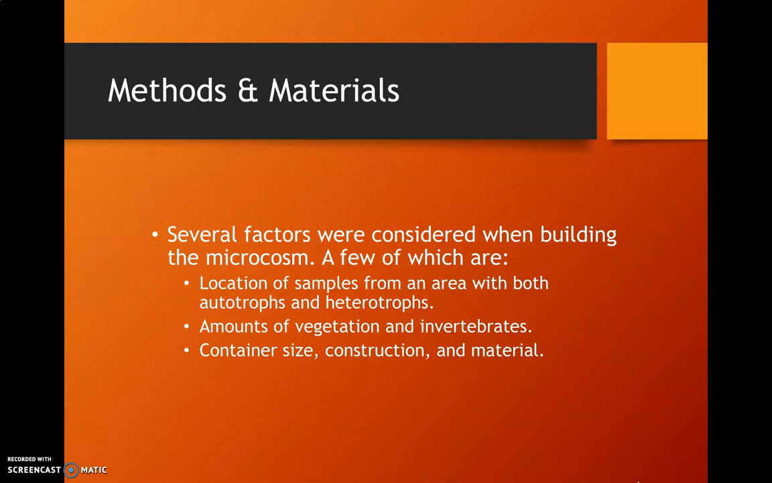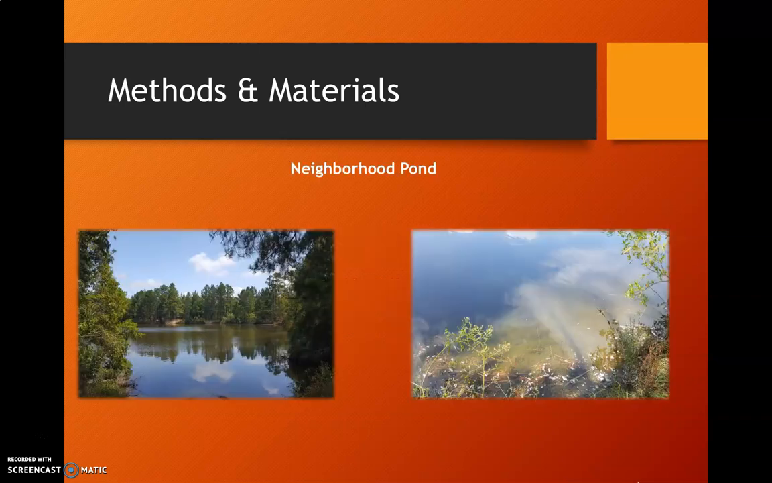Methods and materials. Several factors were considered when building the microcosm, a few of which are location of samples from an area with both autotrophs and heterotrophs, amounts of vegetation and invertebrates, container size, construction, and material. This is the neighborhood map in which I retrieved the samples.